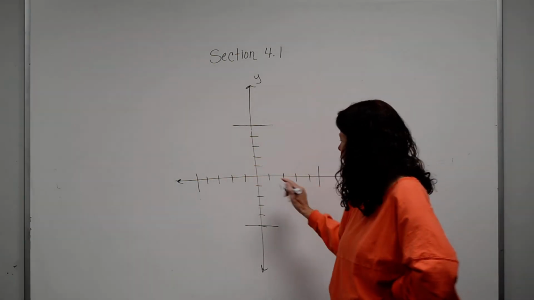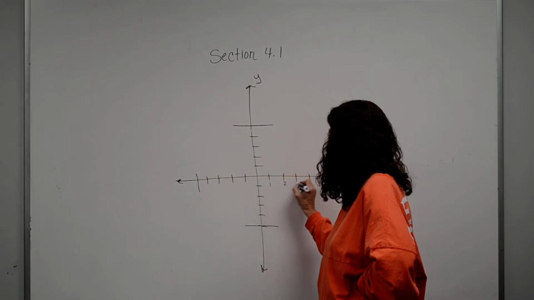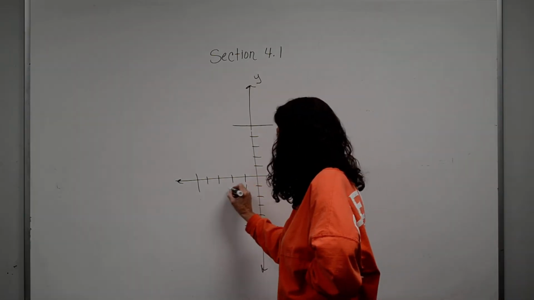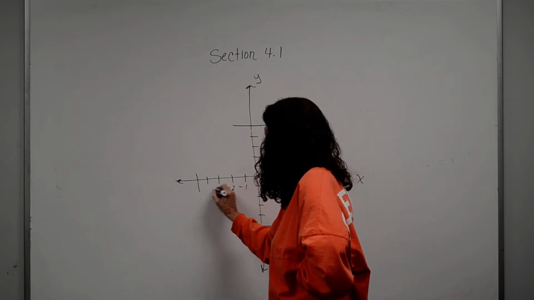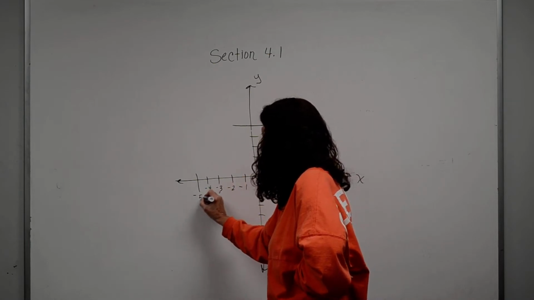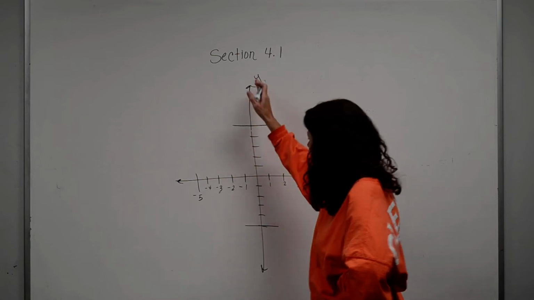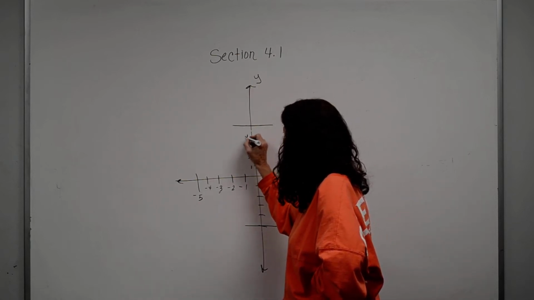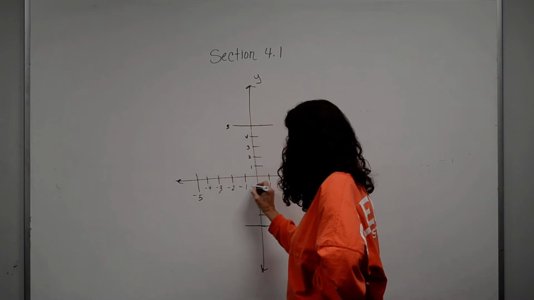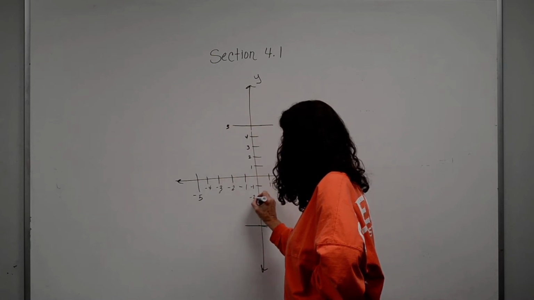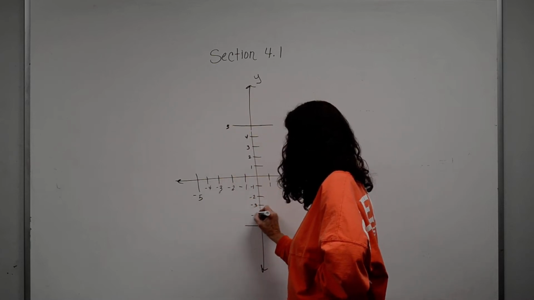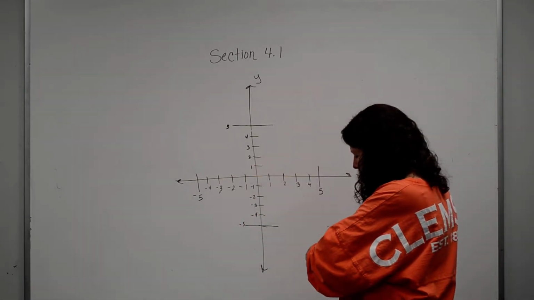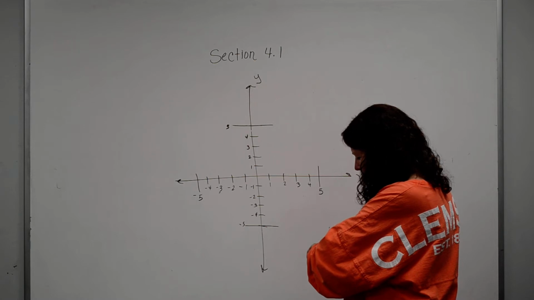This is the x-axis, and so this is 1, 2, 3, 4, and 5. This would be -1, -2, -3, -4, -5. This is your y-axis, and this is 1, 2, 3, 4, and 5. And this would be -1, -2, -3, -4, and -5. Know that these continue on.